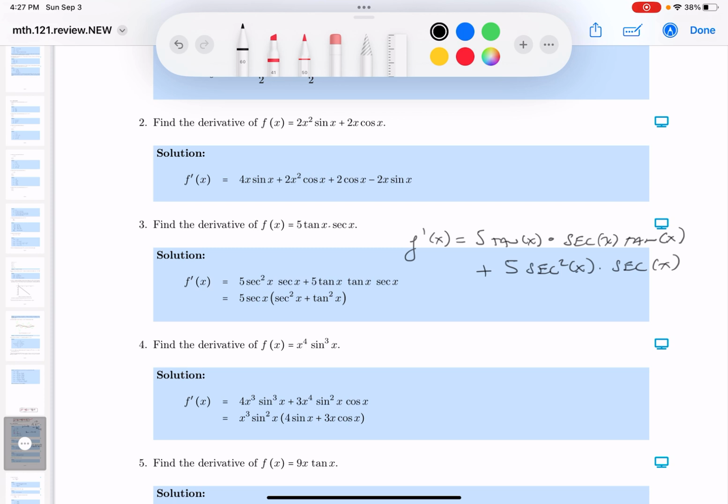And the first thing I'm noticing about it, let me take a look at it. I could factor a 5 out, certainly, and I could factor a secant out, certainly. What are you left with? Let's take a look at it. You're going to be left with tangent squared, and then plus, I factor out a 5 secant, you'd be left with secant squared.